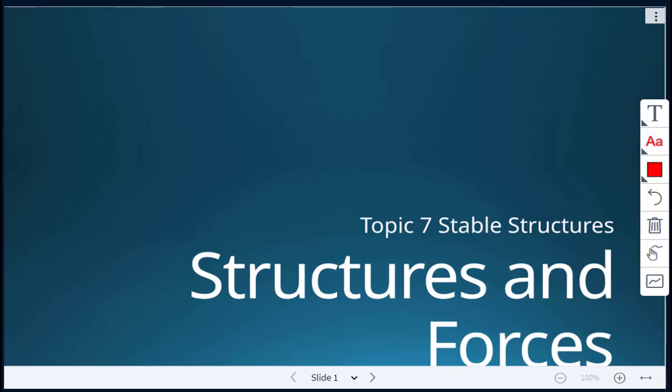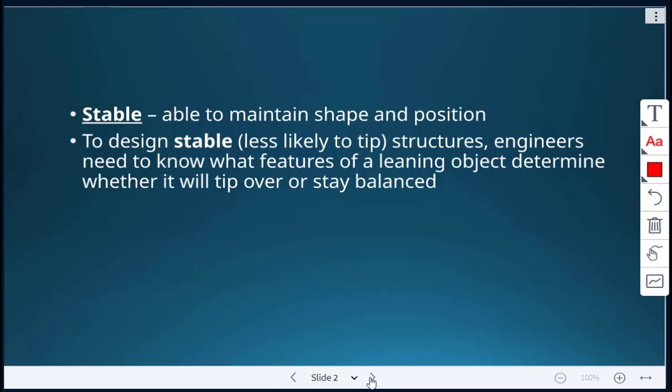All right, so today's lesson we're looking at topic 7, stable structures. So what does it mean to be stable? That means its ability to maintain shape and position. So to design stable structures, structures that are less likely to tip, engineers need to know what features of a leaning object determine whether it will tip over or stay balanced.